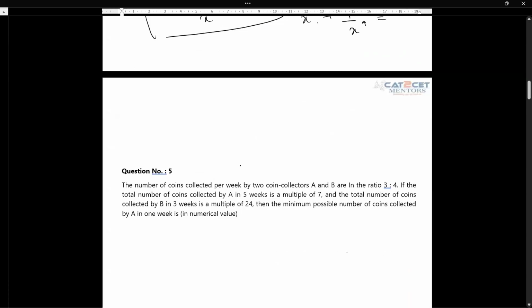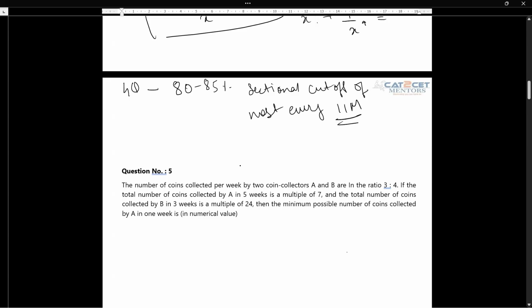So we have done 4 questions till now. You have crossed the 80 to 85 percentile sectional cutoff of most of the IIMs, or like every IIM. Okay, for that matter, doing these 4 questions, you are done with the sectional cutoff.